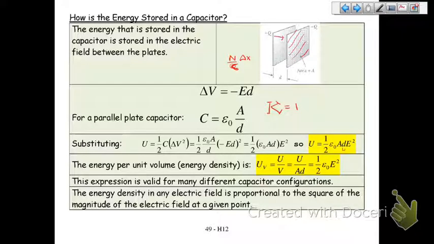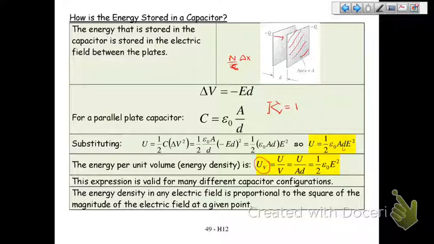So, okay, that's interesting. That means a half epsilon naught times E squared, which is kind of interesting. The energy per volume is equal to a constant times the electric field squared. So if I can make the electric field bigger, then I will get more energy storage. And I can make my electric field bigger by making the potential difference across it greater. That's one way of getting more. I mean, that makes sense. You put more potential difference across the capacitor until it breaks down. Eventually it's going to break down, but until it breaks down, you're going to get more energy stored in it.